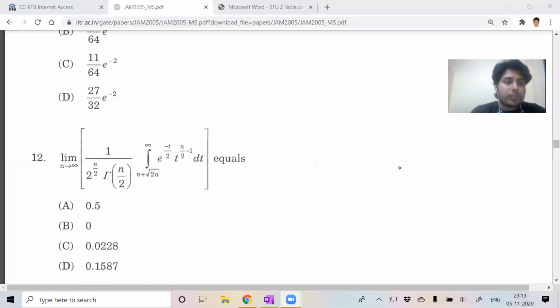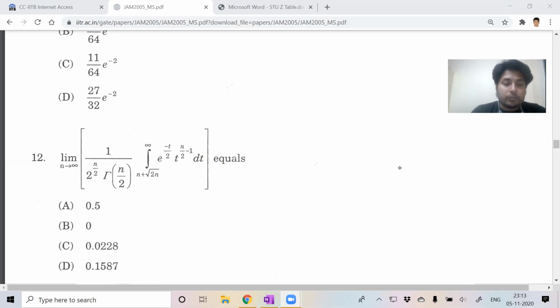Okay, now let's solve question number 12 of IIT JAM Mathematical Statistics 2005 question paper. So the question is: limit n tends to infinity of 1 upon 2 raised to the power n upon 2 gamma n upon 2, integral from n plus root 2n to infinity of e raised to the power minus t upon 2, t raised to the power n by 2 minus 1, dt equals.